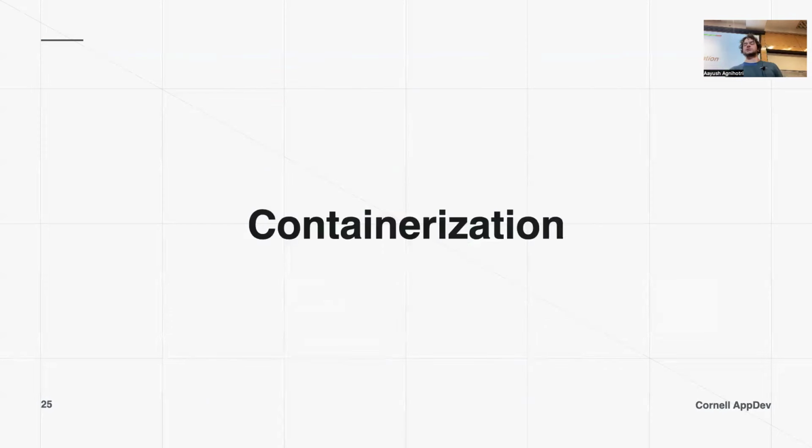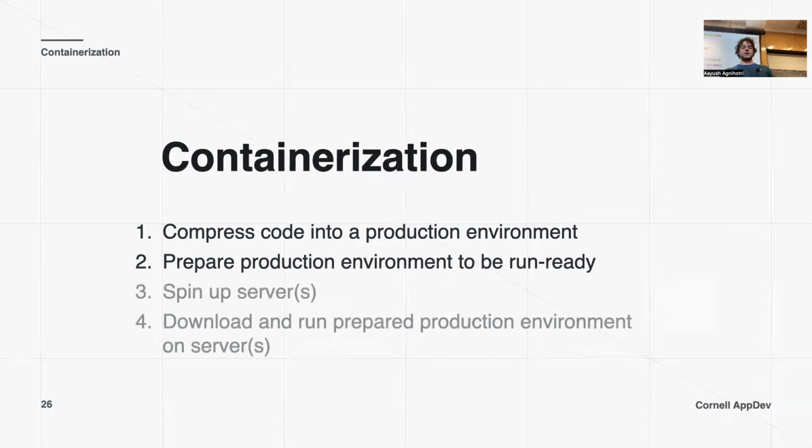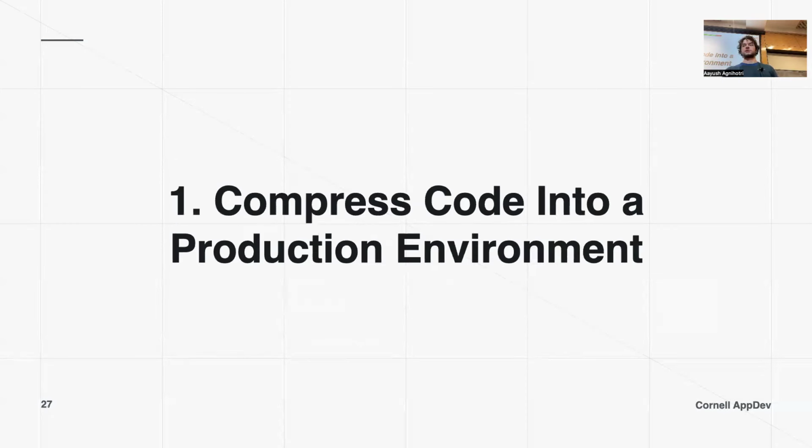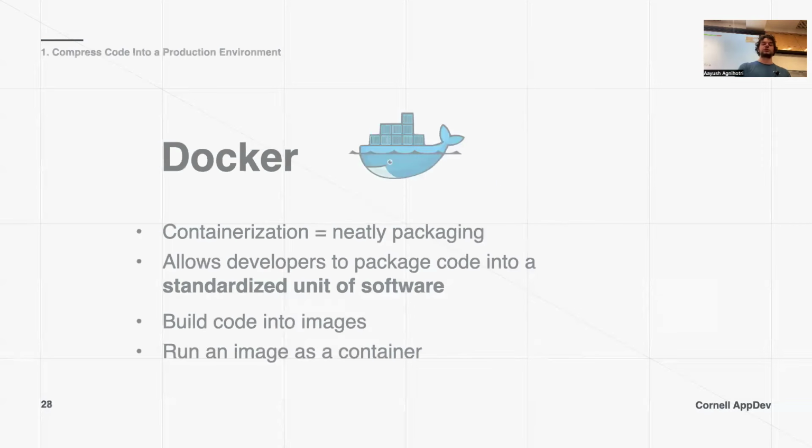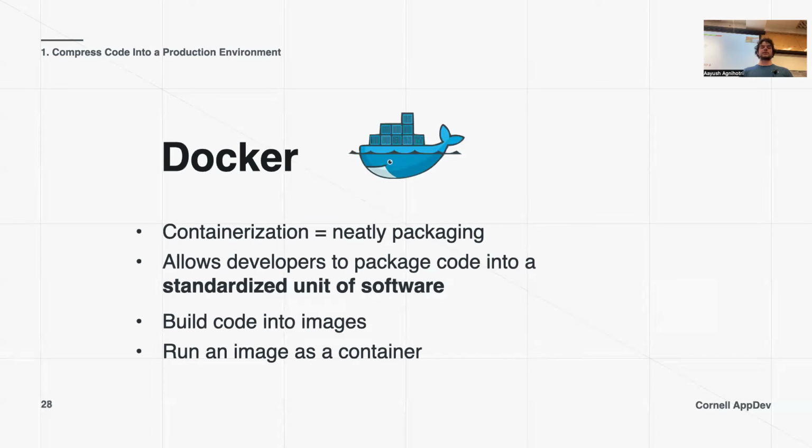And this is what containerization basically does. As explained previously, it basically compresses code into a production ready environment and then prepares this production environment to be run ready. The first step of this process was compressing the code into a production environment, and this is basically what Docker does. Docker is a software that allows developers to package code into a standardized unit of software. So no matter what tool you're using, whether Python, TypeScript, Java, whatever, Docker allows any developer to package code into this standardized unit of software.